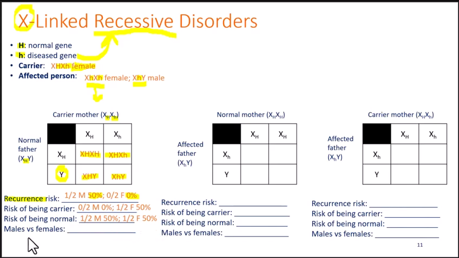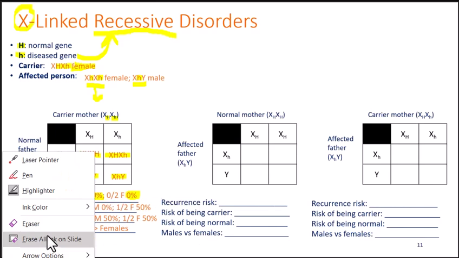What about risk of male versus female of actually having the condition? Well, now it's finally relevant because we're talking about sex-linked disorders. So there's a greater chance of males having the disease. And we know that in this situation where there's a normal father and a carrier mother, it will not pass on to the daughter, but there's a 50% chance it will pass on to the son. So males.